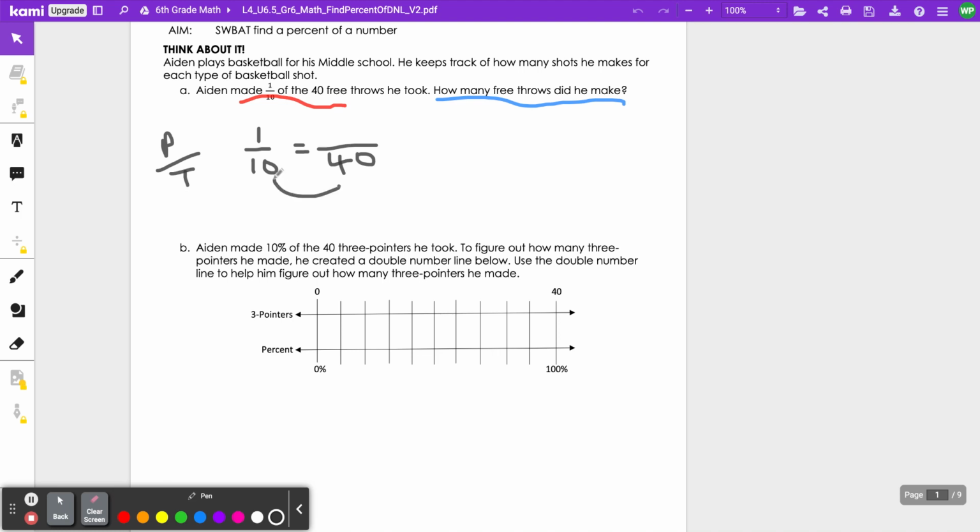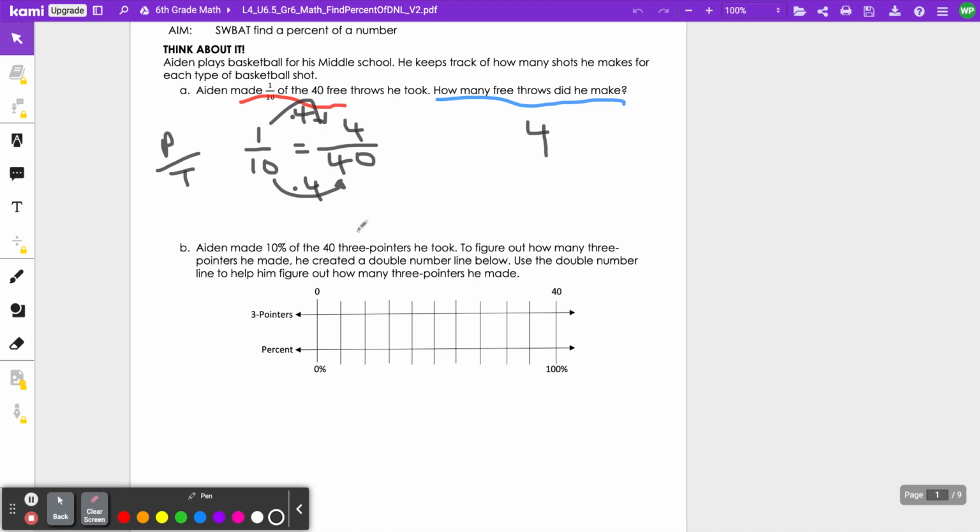Well, to go from 10 to 40, we're multiplying by 4. So we want to do the same thing here, multiply by 4, which would give us 4, the number of shots that Aiden made. So Aiden made 4 free throws out of the 40 that he took.